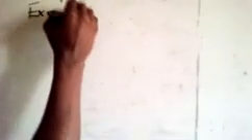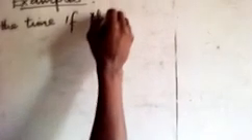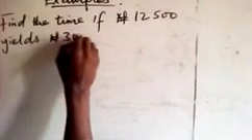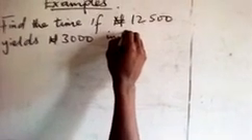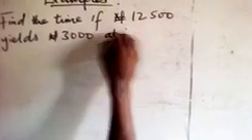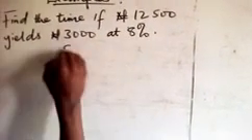Example number one. Find the time if 12,500 naira yields 3,000 naira at 8%. Okay, solution.